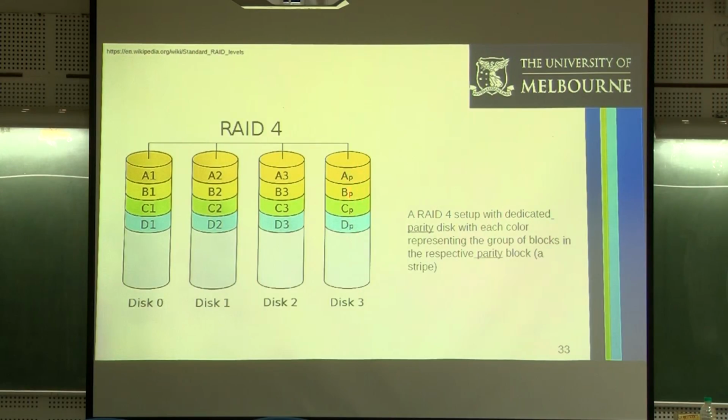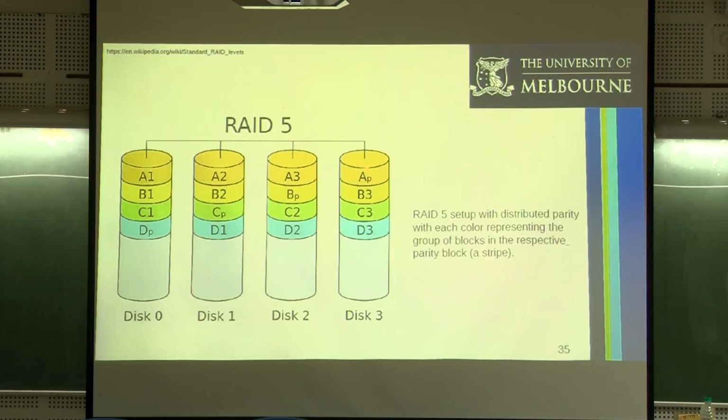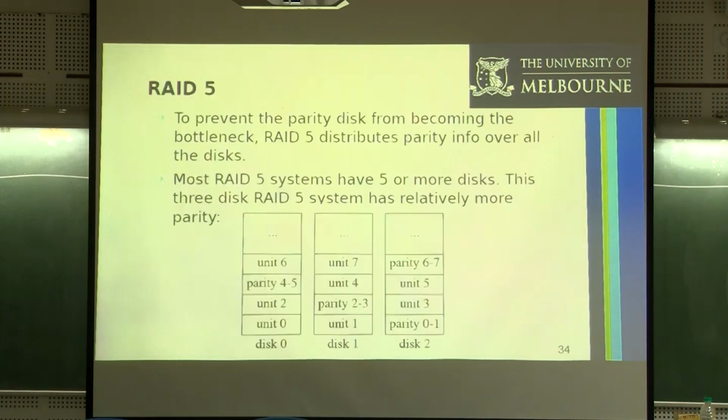So RAID 4 has this problem that it's got all the parity stored on one disk. Again, it's not really used very much because there are better systems. So RAID 5 tries to distribute the parity around on the disks to ensure that no disk becomes a bottleneck for writing. The parity blocks get spread out like this, so when you're doing a write, it might be this disk that you use, or that disk, and so on. So it evens it out a little bit, but the write is still kind of slow because you've got to write to 2 disks rather than 1.